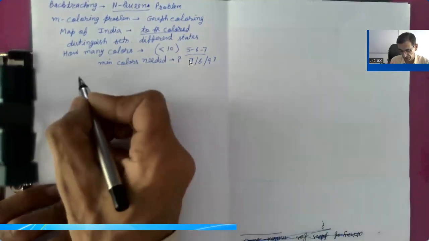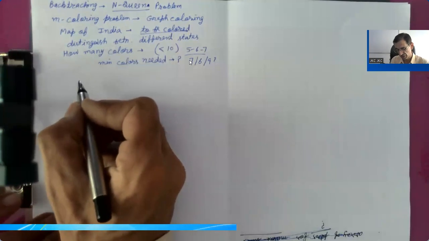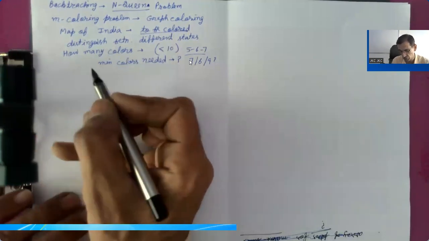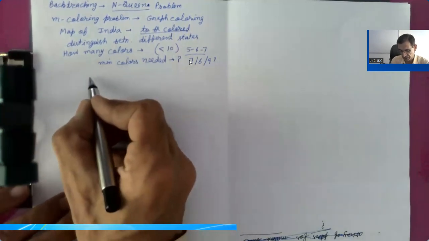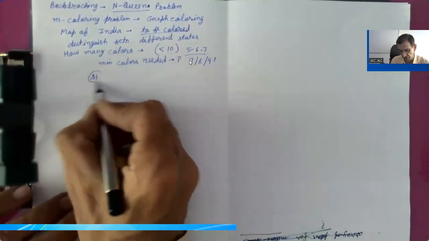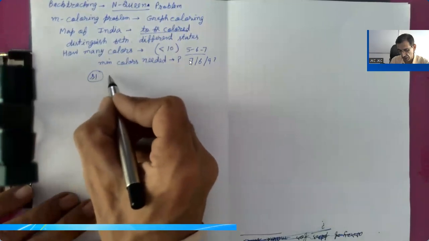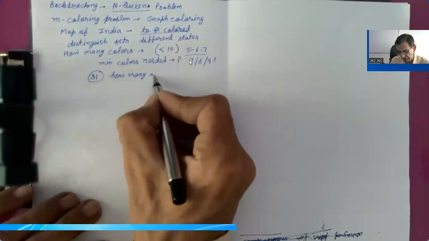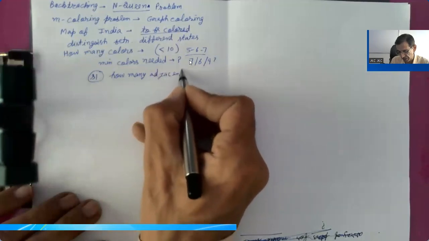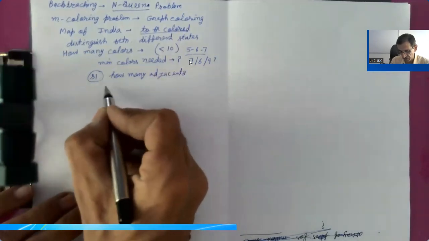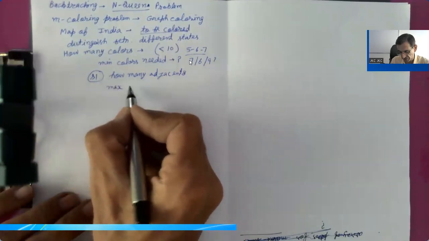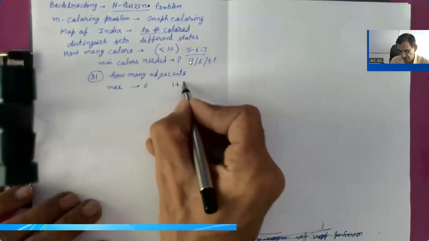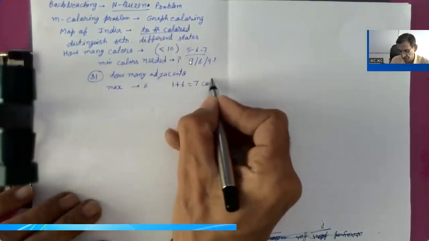Yes, some of you will say, as I discussed in the physical lecture, that you have an intuition, and probably that's a good logic. If I have a state S1, how many adjacents are there? If the maximum adjacents known to me for any state are 6, then you will say probably 1 plus 6, so 7 colors needed.